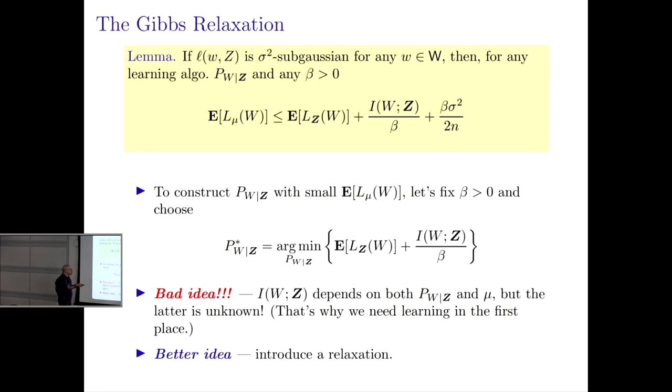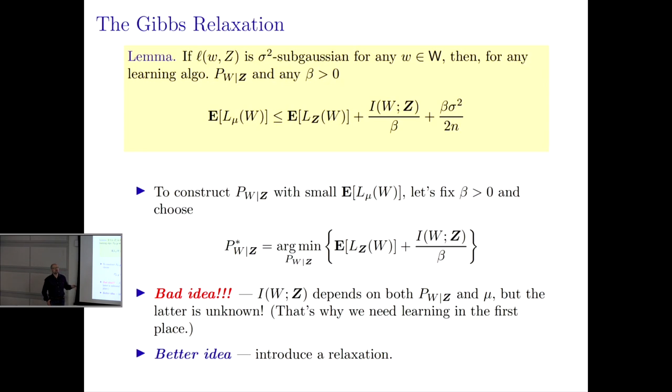So ideally, if we knew mu, then we could construct an algorithm with small population loss, small out of sample loss: fix a beta and choose the algorithm to minimize this thing. Kind of nice. And you can think of this beta as a regularizer. So this is regularization, if you think about it. And this is the idea behind what are called PAC-Bayes bounds, probably approximately correct Bayes bounds. It's work by Olivier Catoni, David McAllester, and other people. This is the ultimate perspective, and this is the ideal algorithm in a sense. But not all ideals are attainable. This one is not, in particular, because this mutual information depends on both the algorithm and the marginal distribution of data, which we don't know.